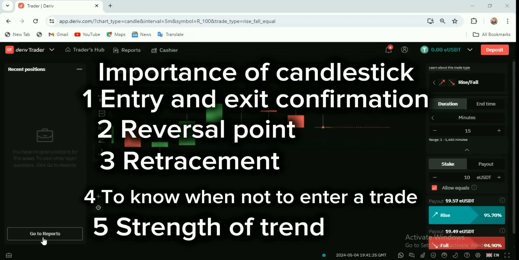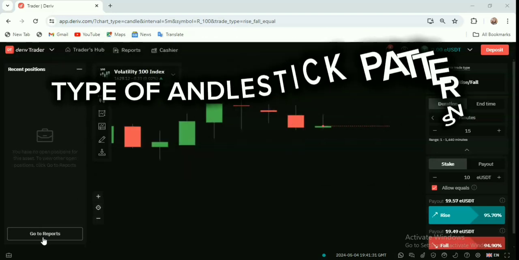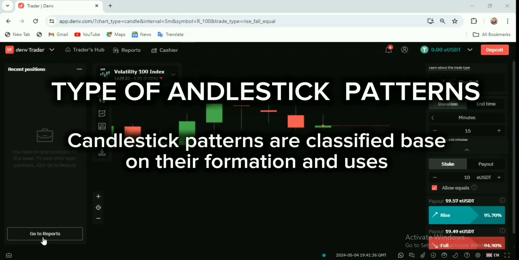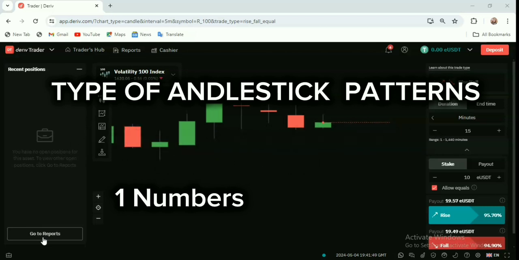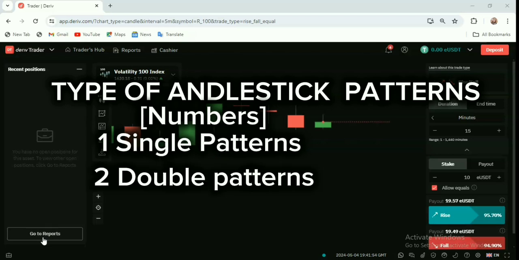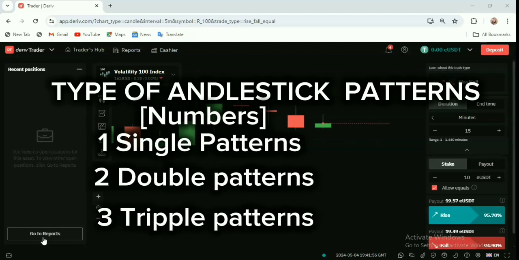So let's discuss the types of candlestick patterns so that we will understand candlesticks much better. Candlestick patterns are classified based on their formation and uses. The first classification of candlestick patterns is based on numbers. The numbers are subdivided into the following: one, we have the single patterns, two, we have the double patterns, and three, we have the triple patterns.